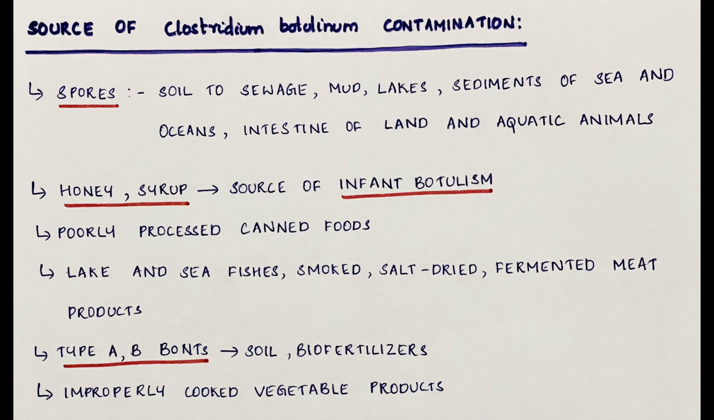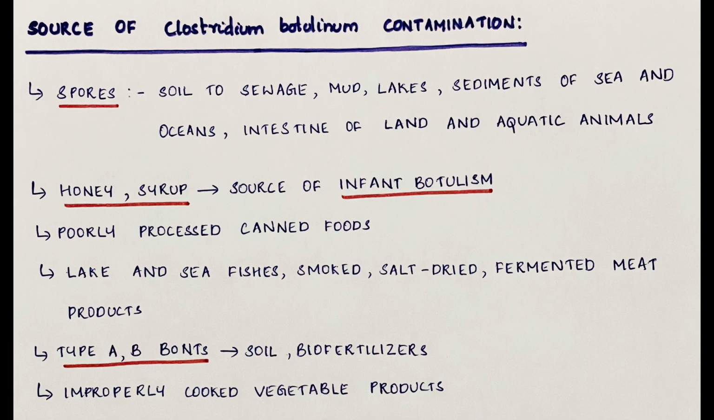Poorly processed canned foods are also a main source of contamination. This is because the spores can tolerate high heating temperature during processing. Other food sources include various types of lake and sea fishes, smoked, salt-dried and fermented meat products.